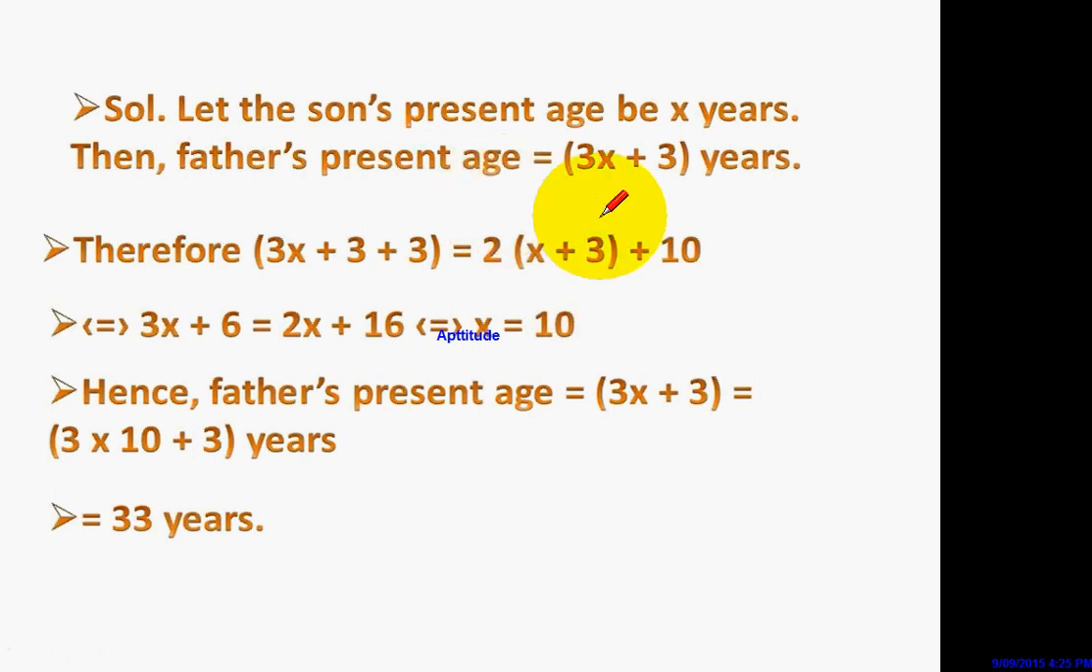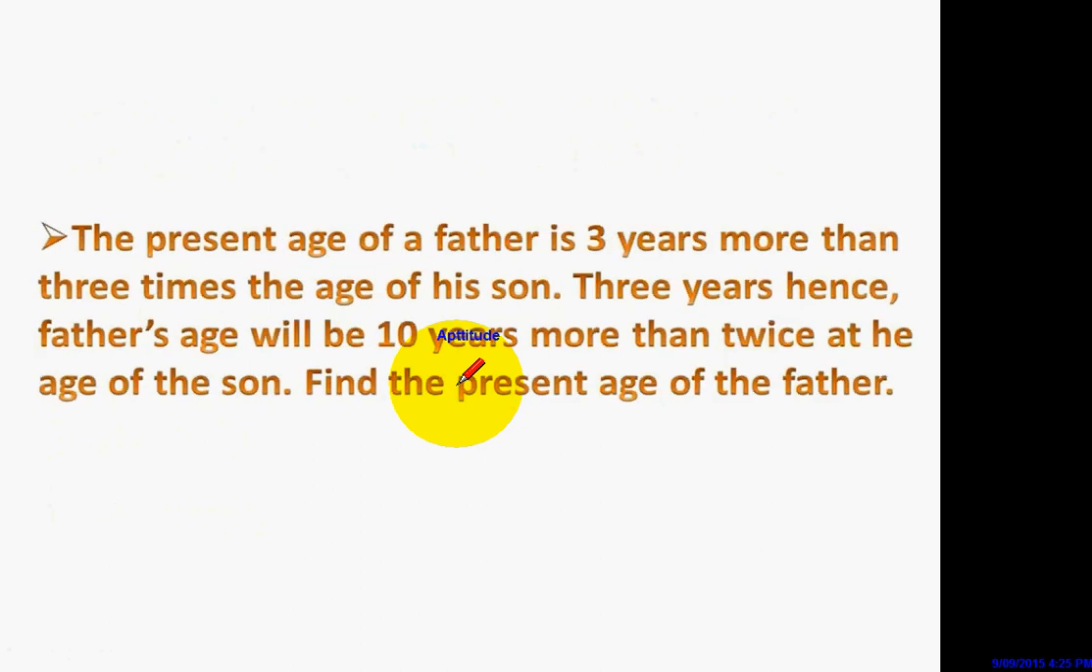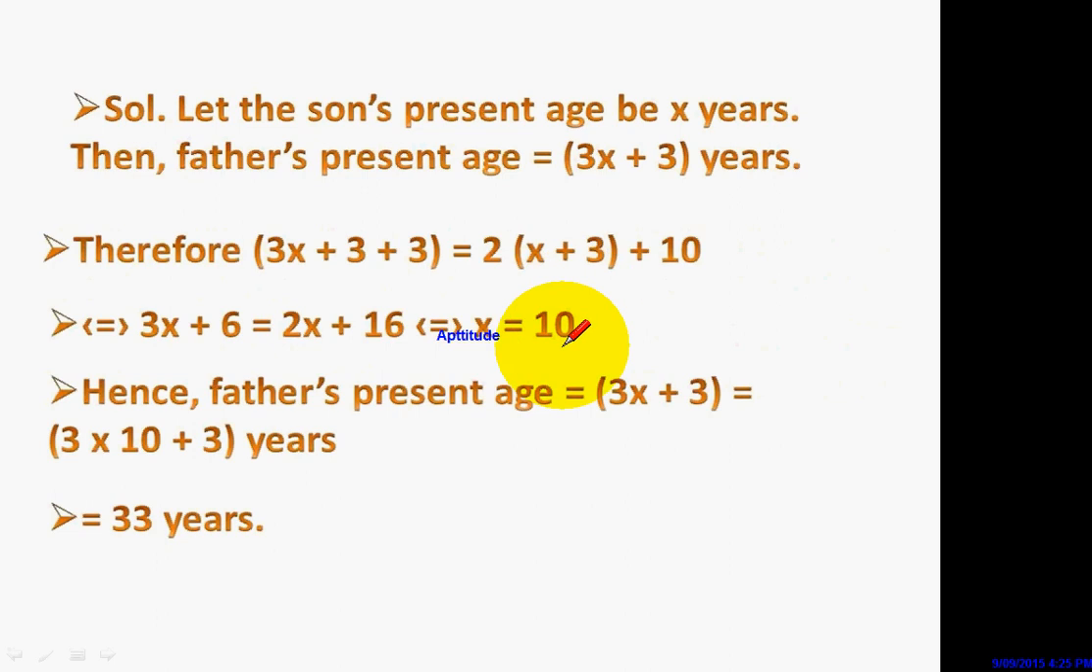So now simplify this equation. 3x plus 6 is equal to 2x plus 16. So bring all x on one side and the values on the other side. From this we get the value of x as 10. So hence father's present age, because what is asked in the question? Present age of the father. So we find the present age of the son as 10 years. So father's present age, what we have assumed here, is 3x plus 3. Substitute the value for x as 10. So it's 3 into 10 plus 3, which is equal to 33 years. So father's present age is equal to 33 years.